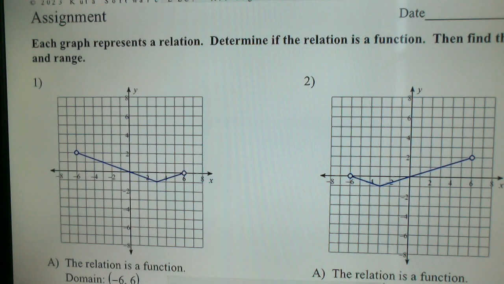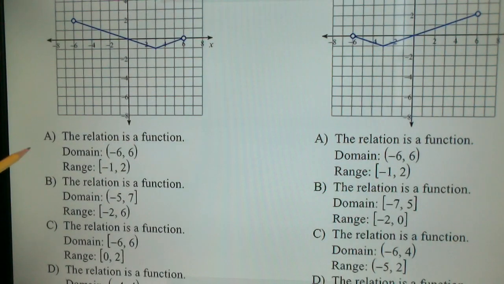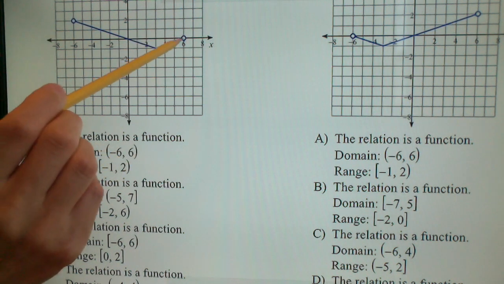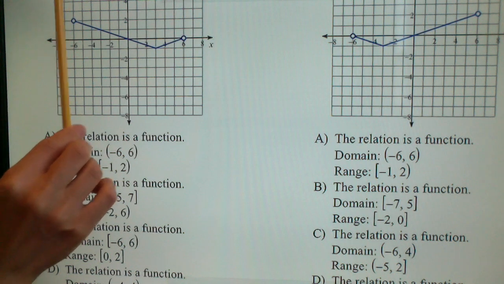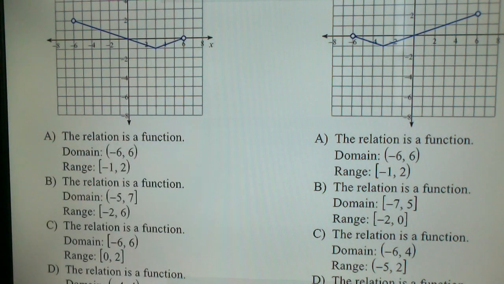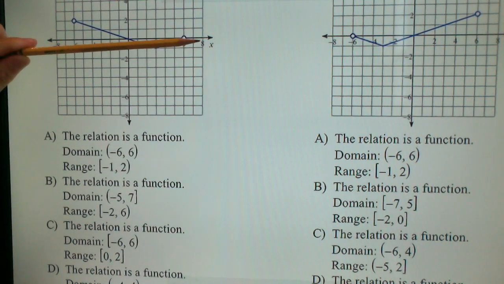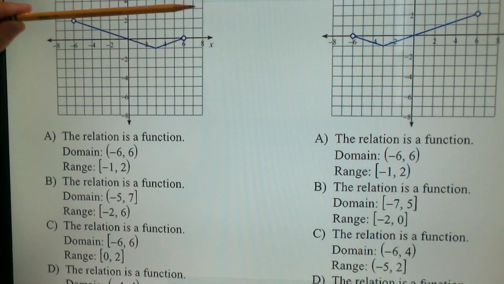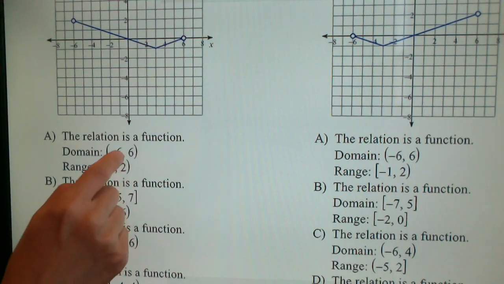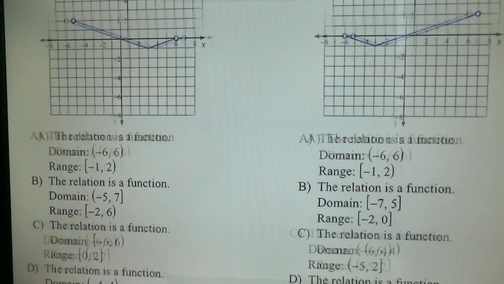So the answer is A. One more time, we'll use parentheses because both sides are open. -6 to 6. Range, -1 to 2. But this one is closed, so we'll use this, and this one is open, so we'll use parentheses.